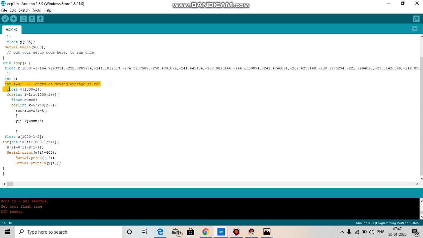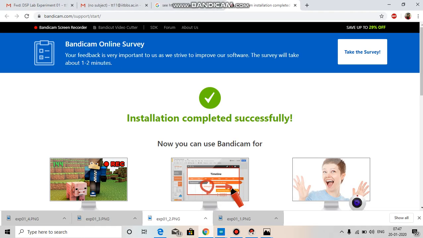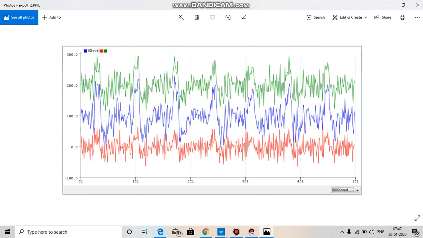This part is the moving average filter part, which we have done with the first one, and here this will explain the derivative filter of first order difference. And let's see the plot here. This is the required output we get for the first order difference derivative filter using the moving average filter.